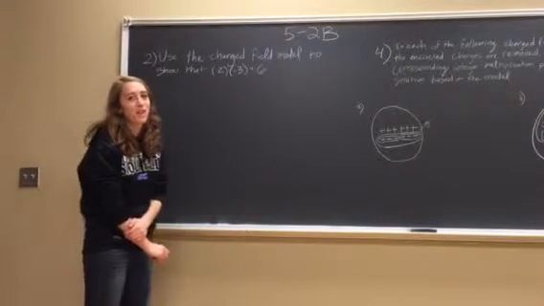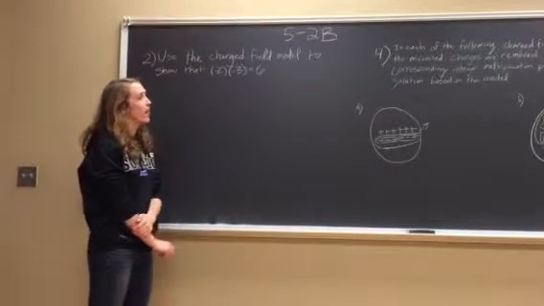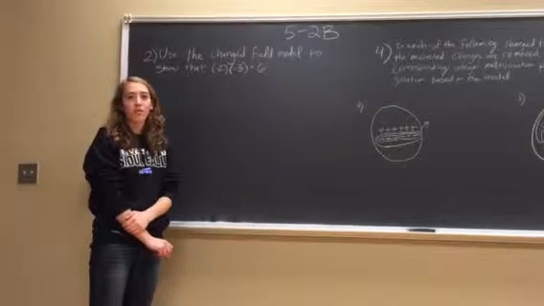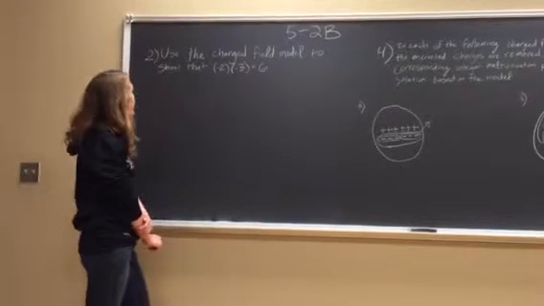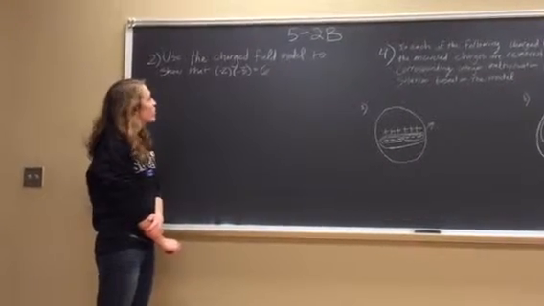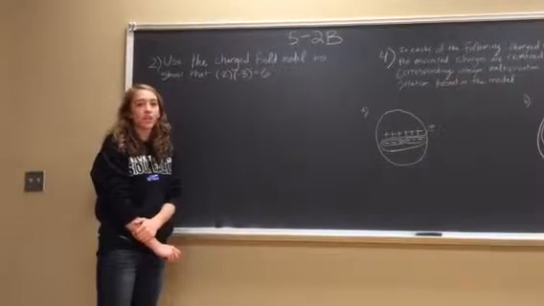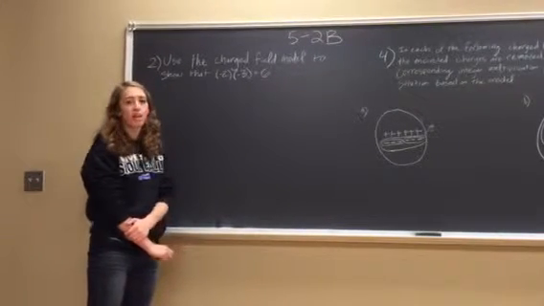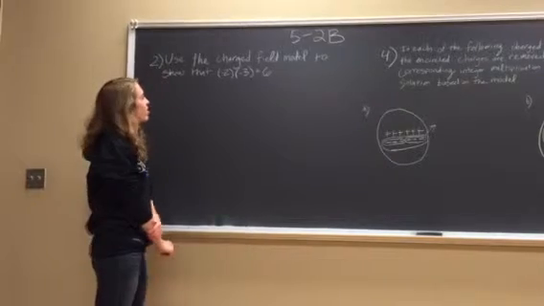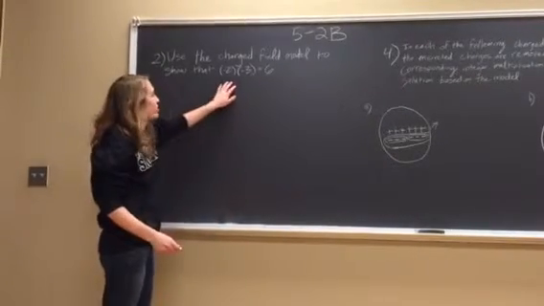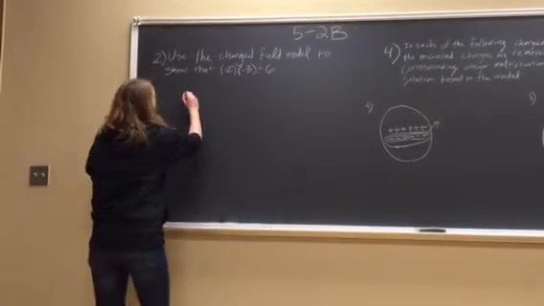Hello, today we're going to work on a problem from section 5-2b, starting with question number 2, and it reads as follows. Use the charge field model to show that -2 times -3 equals 6. So how we're going to start out, we're going to just rewrite this problem down here so that we can just see it a little bit bigger.